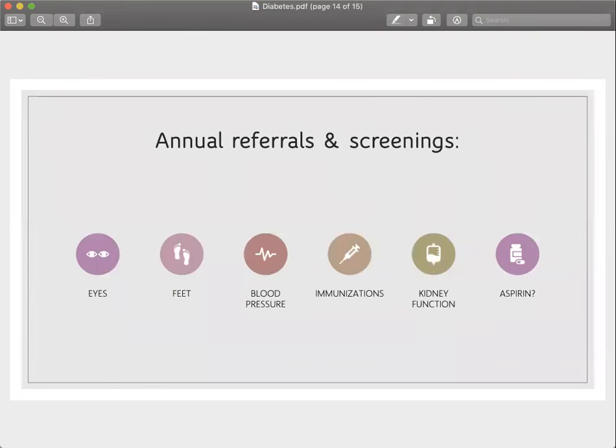So annual referrals and screenings. Let's start with the eyes. So what are we worried about happening with our eyes? Definitely thinking about cotton wool spots, neovascularization, and microaneurysms. And not only are we worried about those issues, but we also worry about those long-term issues like cataracts and glaucoma, right? And for our diabetes patients, they should be seeing an ophthalmologist every year after they get diagnosed to get a dilated eye exam.